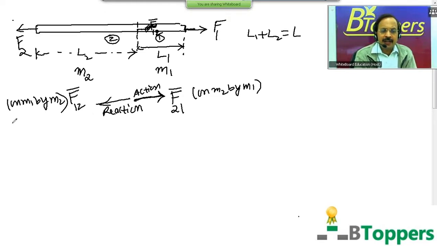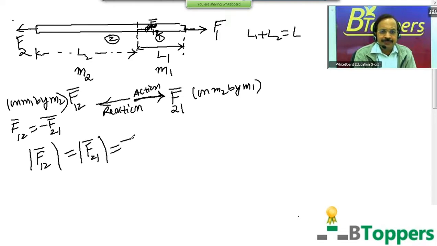But action and reaction forces have the same magnitude. So in vector form, we write F bar 1 2 is the negative of F bar 2 1. But when we consider the magnitudes, the mod of F bar 1 2 is the same as the mod of F bar 2 1, and we denote it by T. Let T denote the magnitude of the tensile force acting normal to the area of cross section at this particular point, at distance L1 from the first end and distance L2 from the second end.